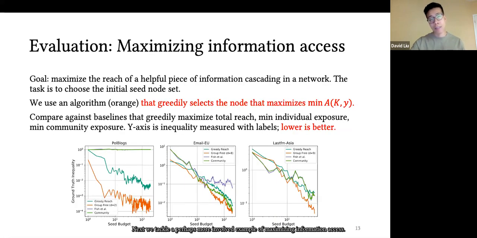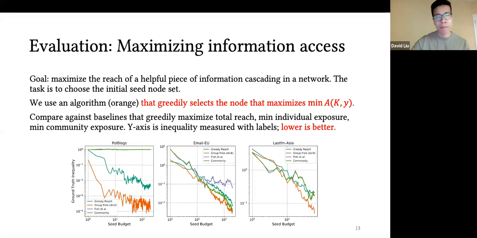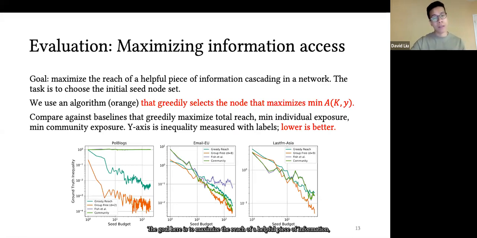Next, we tackle a perhaps more involved example of maximizing information access. The goal here is to maximize the reach of a helpful piece of information, which starts at a seed node set and then cascades through the network. And our task is to choose which nodes to add to the seed set. Our algorithm greedily selects nodes that maximize the minimum value of the smooth vector. And we compare against other baselines that greedily maximize total reach, the minimum individual exposure, or the minimum community exposure.